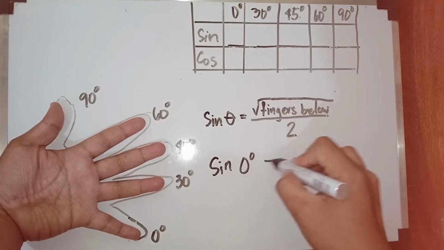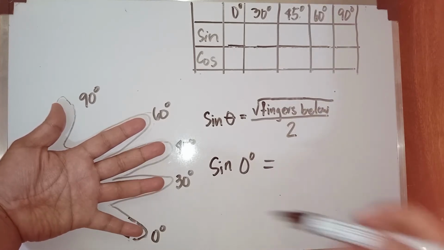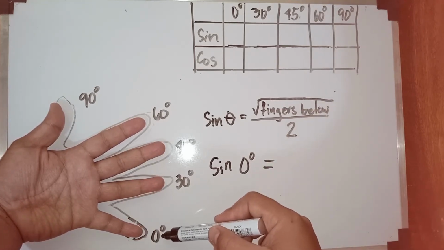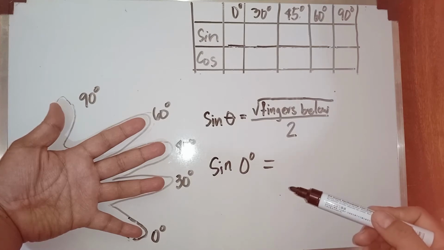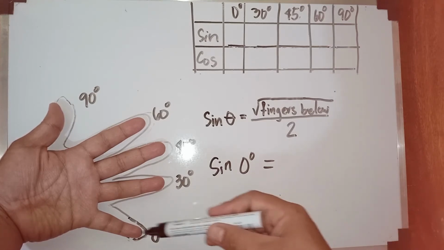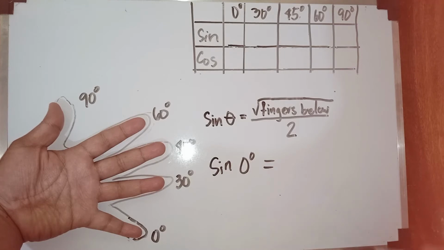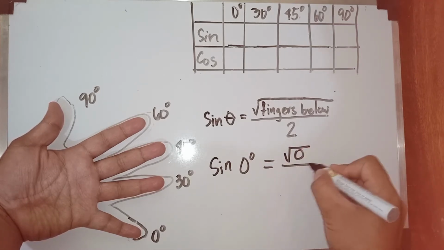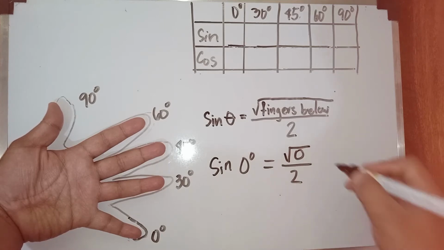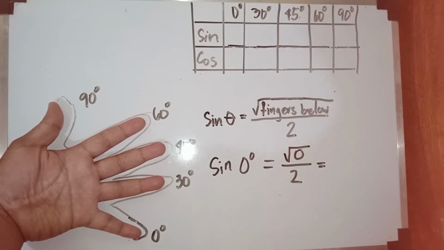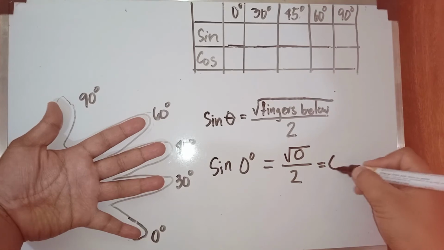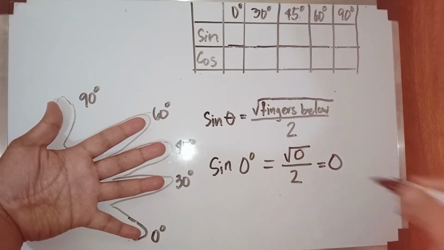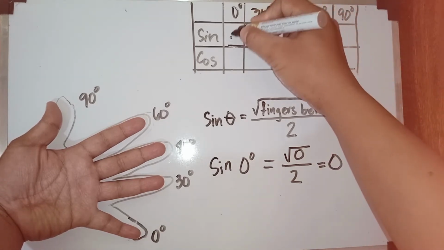So, sine 0 degree. So, where is our 0 degree? Ito po. So, ito yung 0 degree natin. So, how many fingers below the 0 degree angle? Okay, so wala. Since wala, so you're going to write 0 divided by 2. And what is square root of 0? That is 0. Divided by 2 is also equal to 0. Therefore, sine 0 degree is equal to 0.